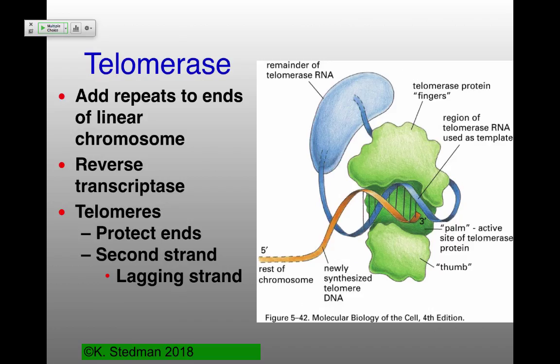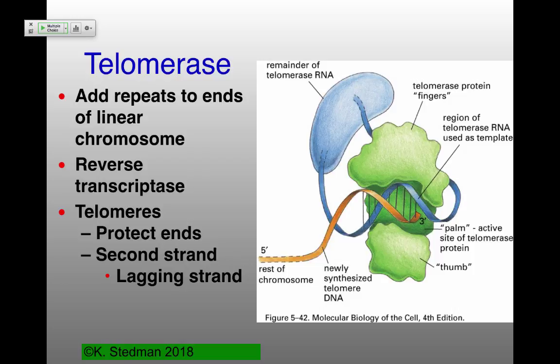Telomeres are made by a really fascinating enzyme. It's called the telomerase enzyme. The telomerase enzyme includes an RNA and an RNA-dependent DNA polymerase. So a reverse transcriptase, potentially derived from some of the viral reverse transcriptases as well.